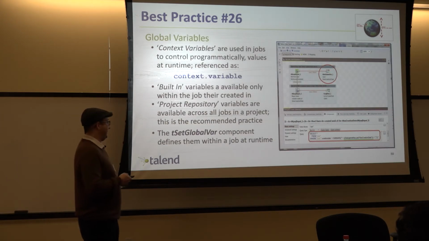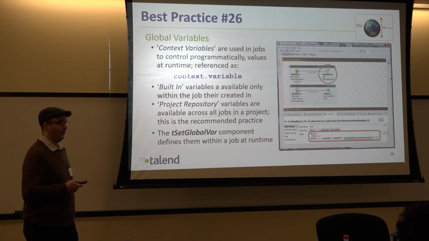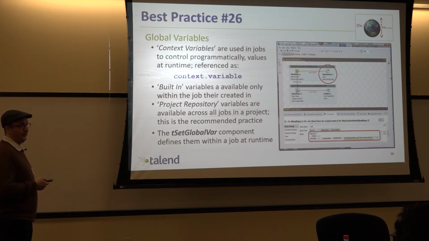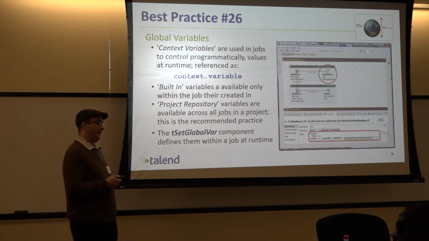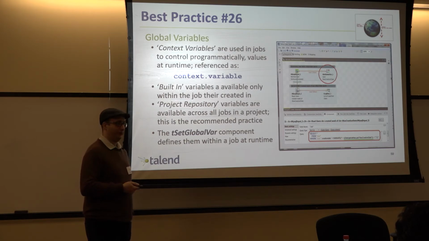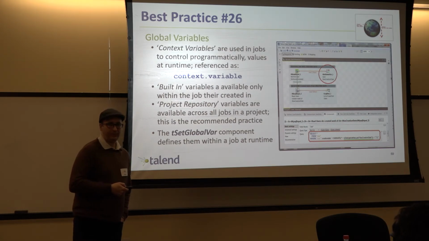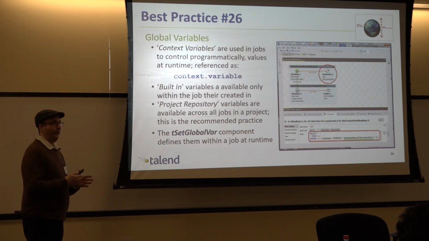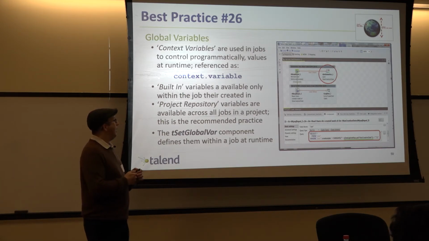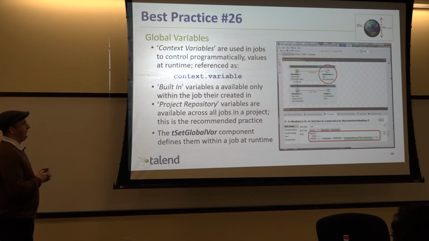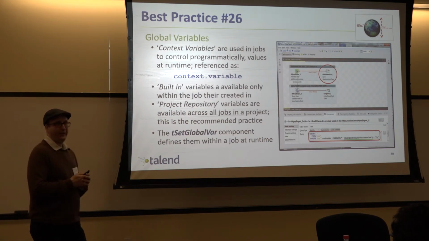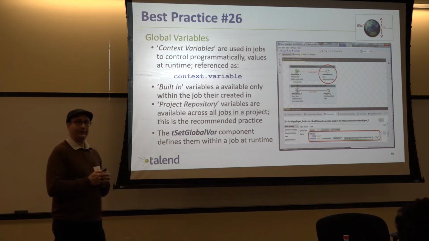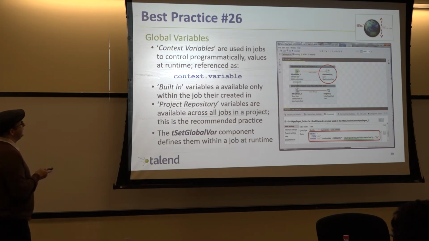All right, so next we'll talk about global variables. There's a few different types of global variables. You have your context variables, which you consider to be kind of input parameters into your jobs. Or if you're calling a T-run job, you may be sending some context into that run job, and it's usually used to direct how your job is going to run. I don't really recommend using context variables as something that you're going to change within the job itself. We have different ways of doing that, and that's what we'll talk about here.